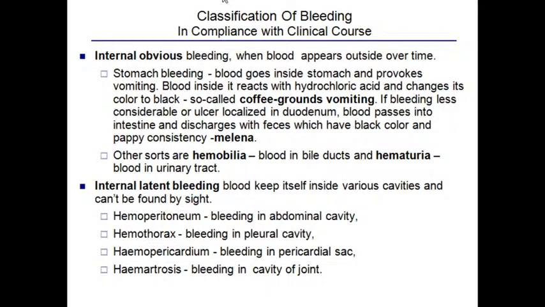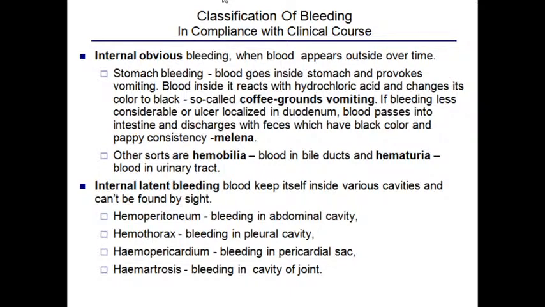If bleeding is less considerable or the ulcer is localized in the duodenum, vomiting is absent, and blood passes into the intestine and discharges with feces, which have black color and pasty consistency. The name of the symptom is melena. Other sorts of internal obvious bleeding are hemobilia, which is blood in the bile ducts, and hematuria, blood in the urinary tract.